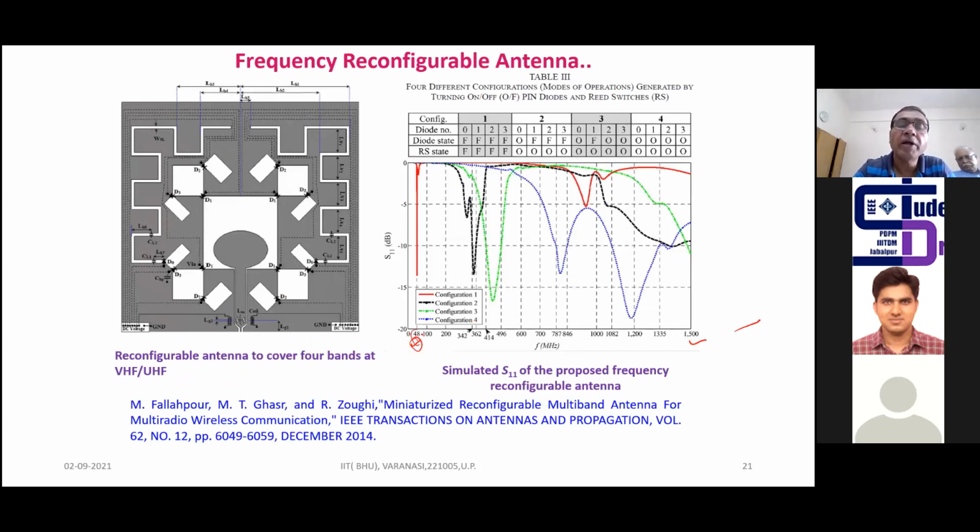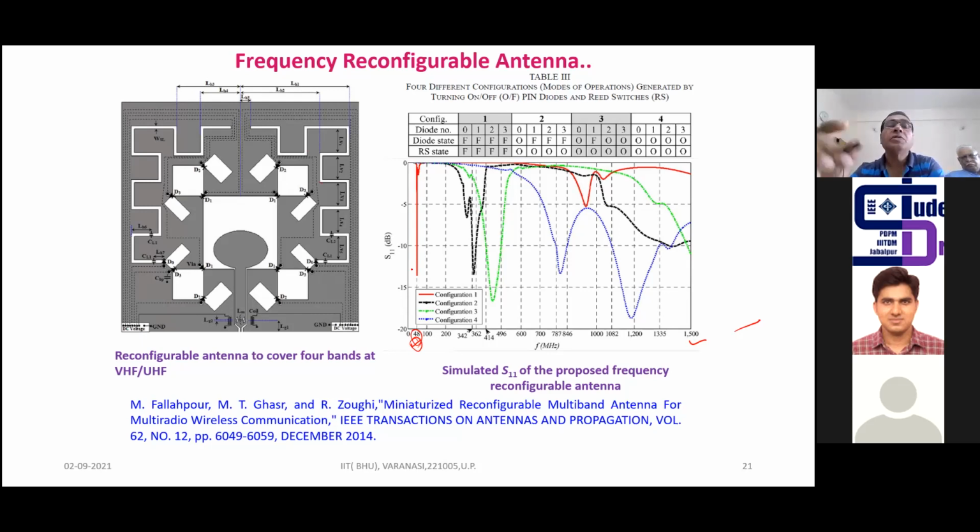For 48 megahertz, what did he do? He connected a meander line slot in such a way as to accommodate the entire electrical length required for 48 megahertz within the space. On both sides, the structure is symmetric, so it achieves 48 megahertz.